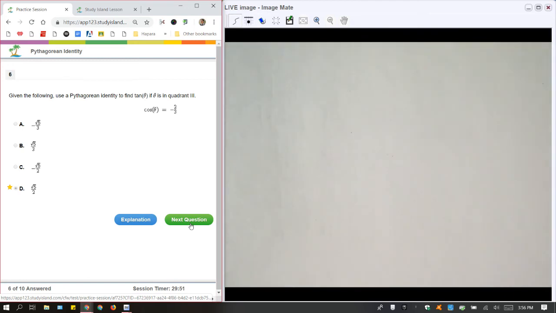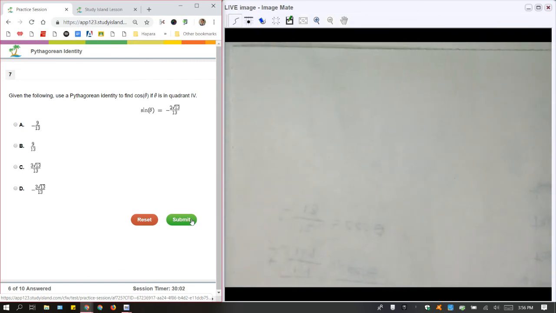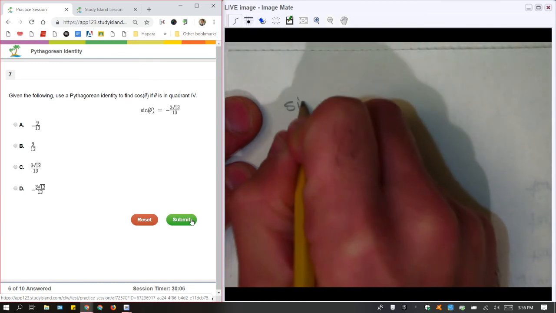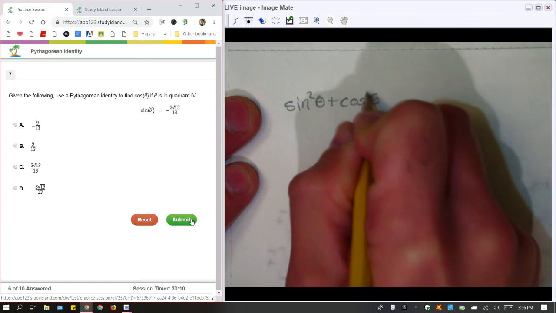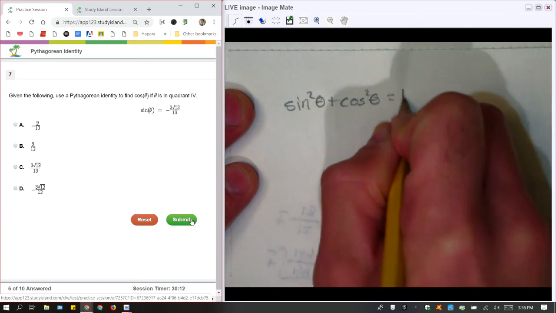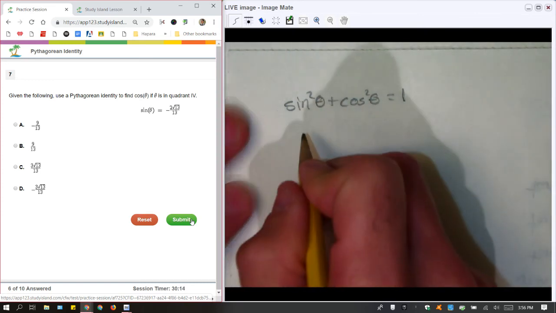Let's go ahead and do some more problems. Given the following, use a Pythagorean identity to find the cosine of theta if theta is in quadrant 4, and it gives you sine. So again, we're dealing with sine and cosine. So we have the sine of theta squared plus the cosine of theta squared is equal to 1. It gives us the sine of theta, so let's go ahead and plug that in.